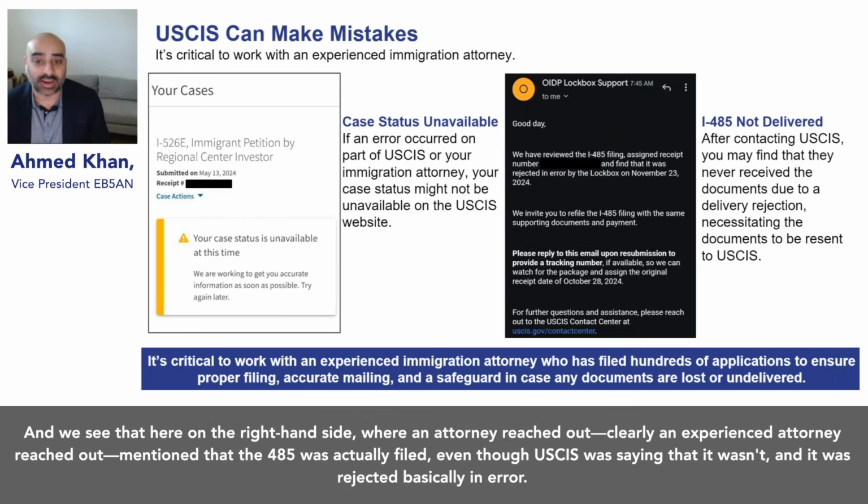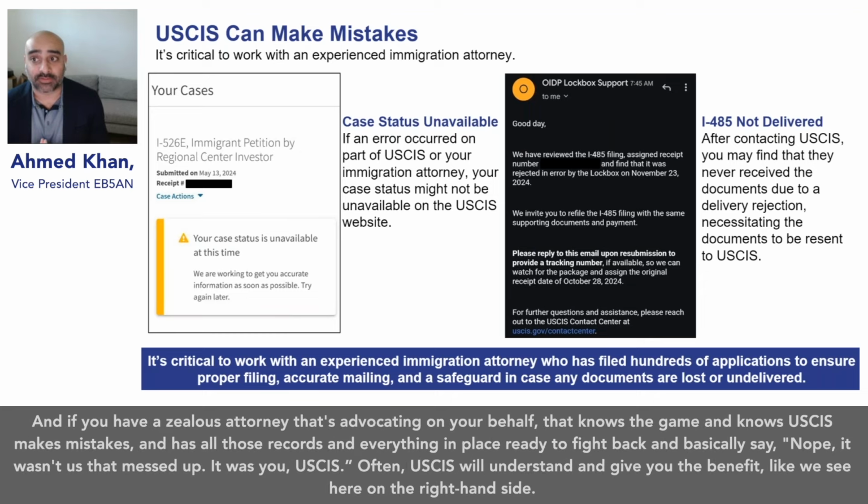And we see that here on the right-hand side, where a clearly experienced attorney reached out and mentioned that the 485 was actually filed, even though USCIS was saying that it wasn't, and it was rejected basically in error. If you have a zealous attorney that's advocating on your behalf, that knows the game and knows USCIS makes mistakes, and has all those records in place, ready to fight back and basically say, nope, it wasn't us that messed up, it was you, USCIS, they'll often understand and give you the benefit, like we see here on the right-hand side.